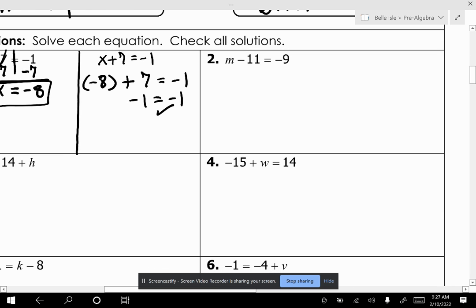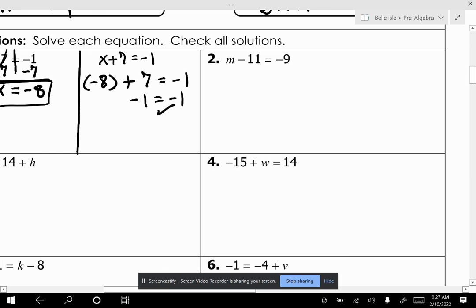Number 2. We have m minus 11 equals negative 9. So what's your first step? Sure, dividing it into 2. The reason we're dividing it into 2 is so that we can do step number 1 to locate the variable, which is on which side.